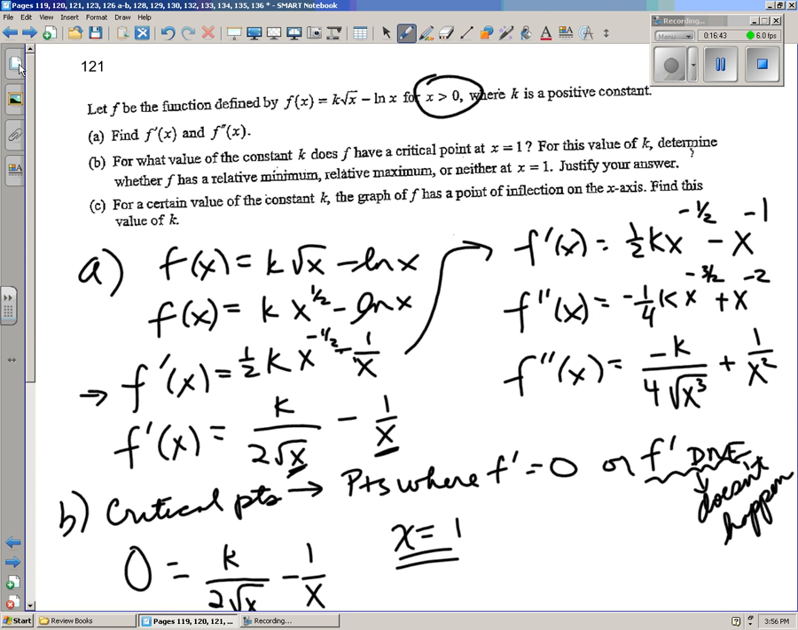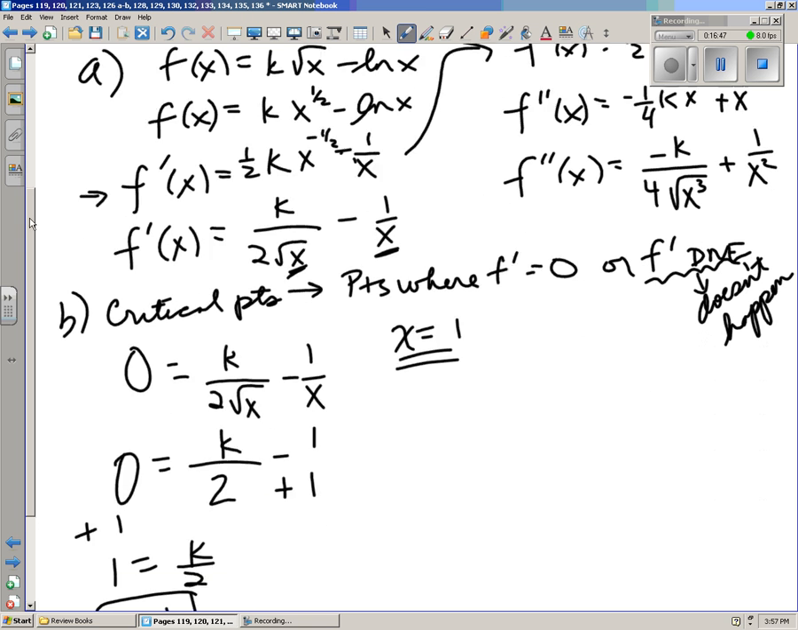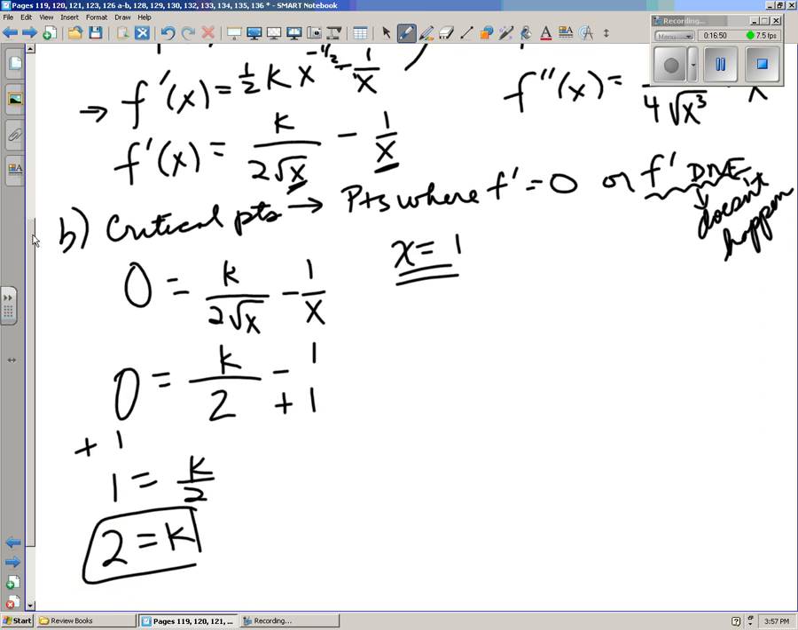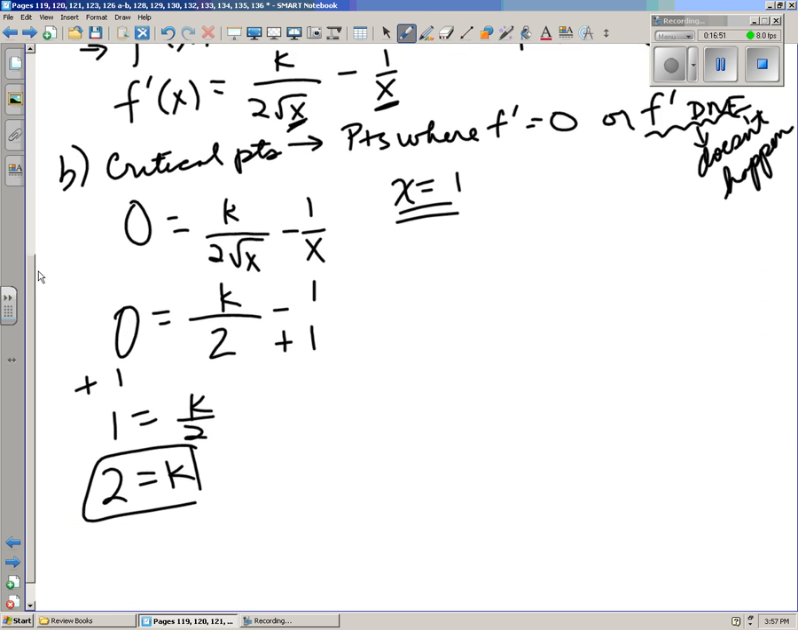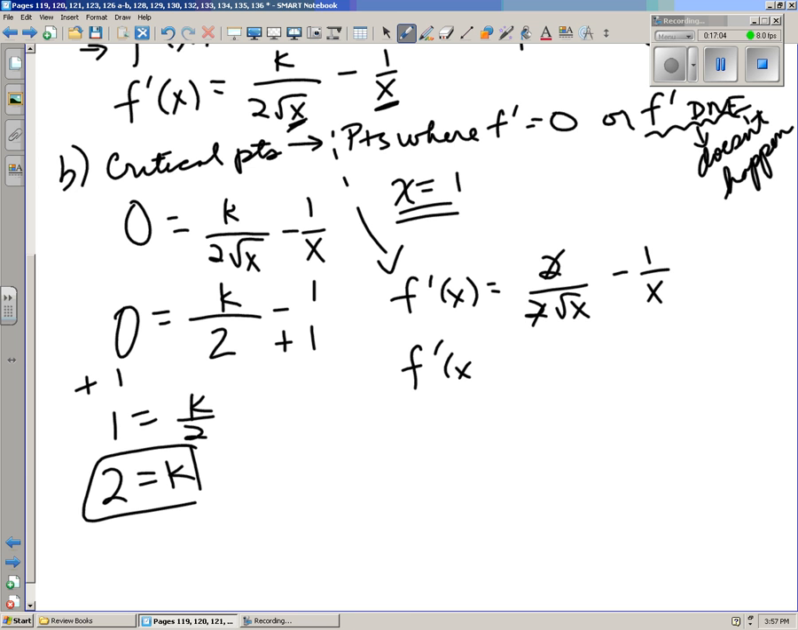Then it says, for this value of k, determine whether f has a relative min, relative max, or neither at x equals 1. Justify your answer. So now, if k is 2, our derivative is kind of neat. f prime of x would equal 2 over 2 radical x minus 1 over x, which simplifies to 1 over radical x minus 1 over x. So we need to draw a number line for this and determine what's going on here.